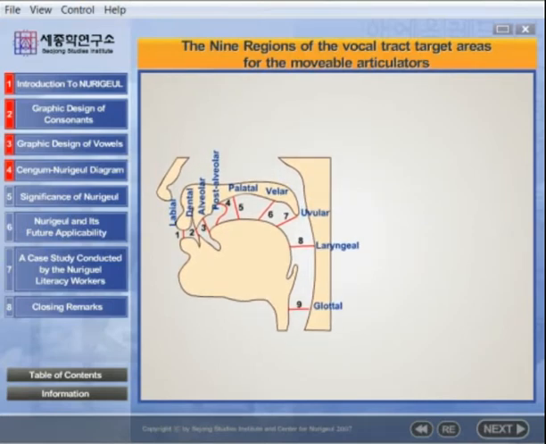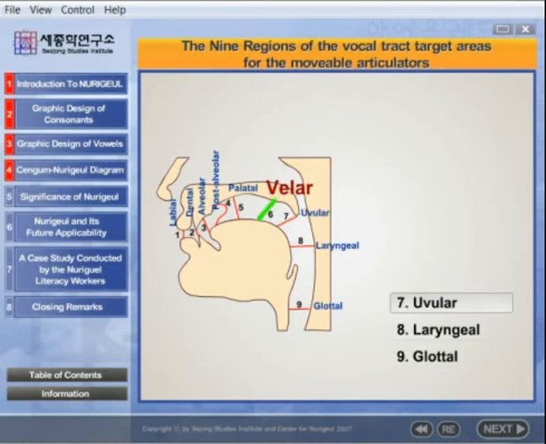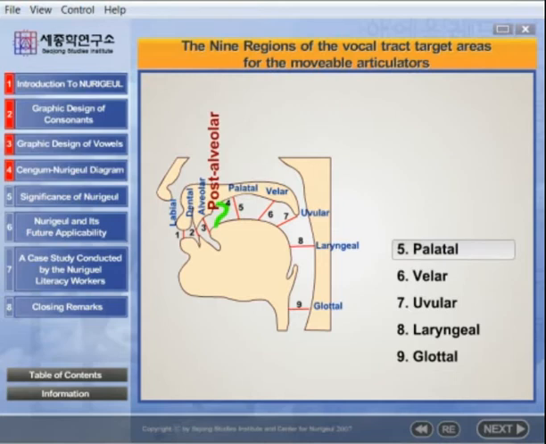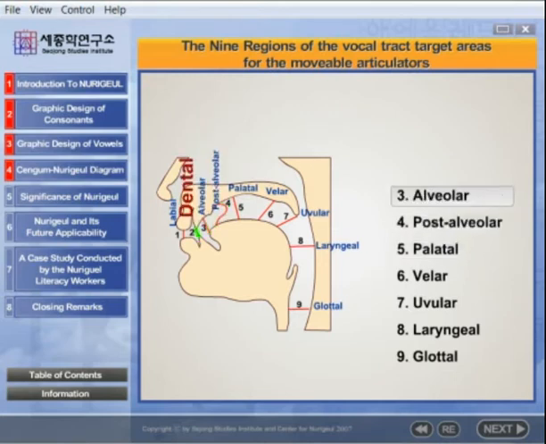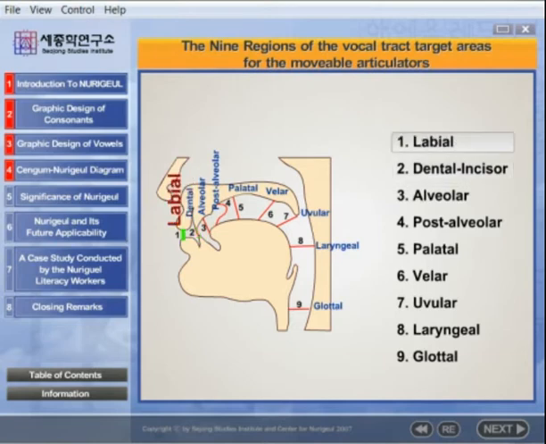They are glottal, laryngeal, uvular, velar, palatal, post-alveolar, alveolar, dental, and labial. The 9 places of articulation and terms must be memorized by heart.